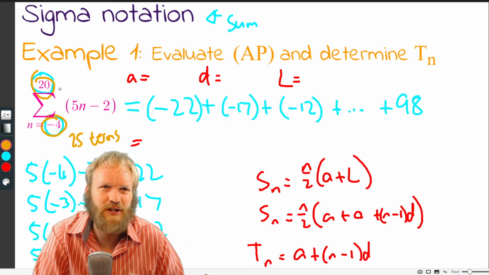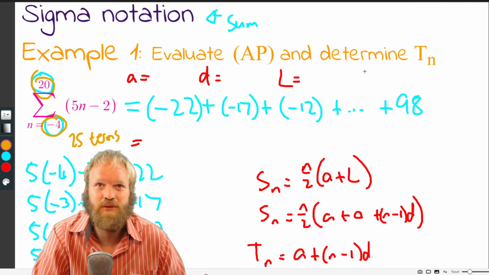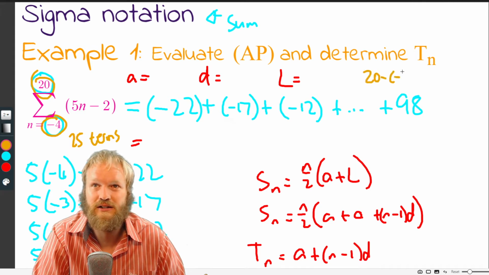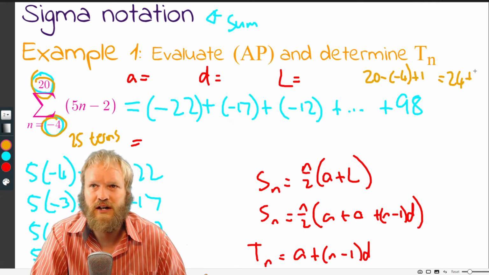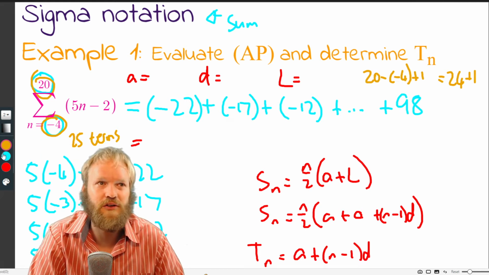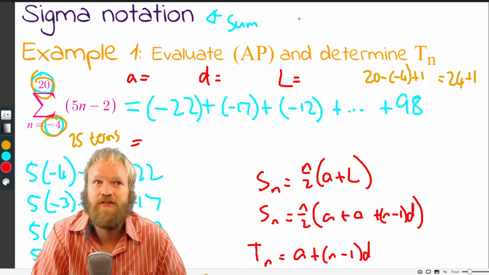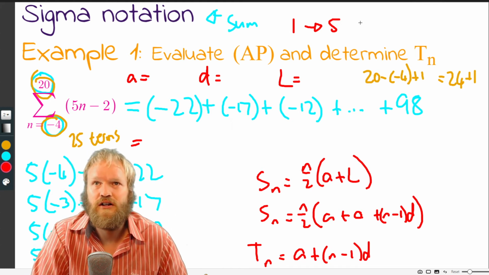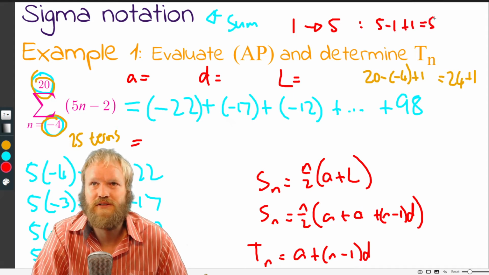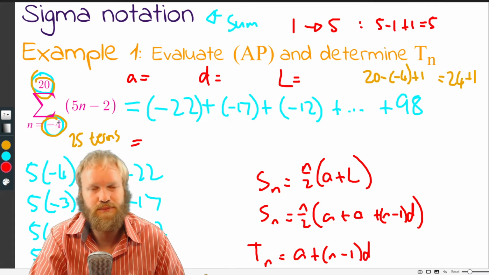Well, yeah, we're going to take this top number and subtract the bottom number. So 20 minus negative 4 would give us 24, but we said there are 25 terms, so we have to add 1. That's just a quick example on that. So if we were going, say, from 1 up to 5, well, we know that would be 5 terms, right? 1, 2, 3, 4, 5. So let's check it. 5 minus 1, well, that gives us 4, plus 1 gives us 5 terms. So this minus this plus another 1.